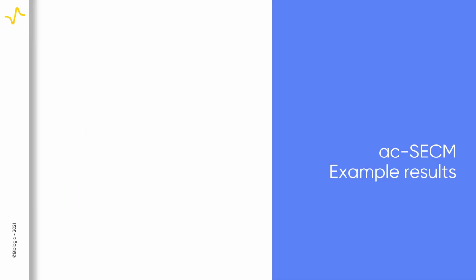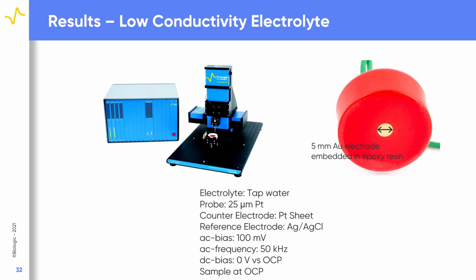And what about measurements performed using ac-SECM? In this case, the sample is measured in tap water, a low conductivity electrolyte. A high AC frequency of 50 kHz is applied. The AC bias is 100 millivolts and the DC bias is 0 volts versus OCP. As with the dc-SECM measurement, the sample remains unbiased and is again not connected to a potentiostat.